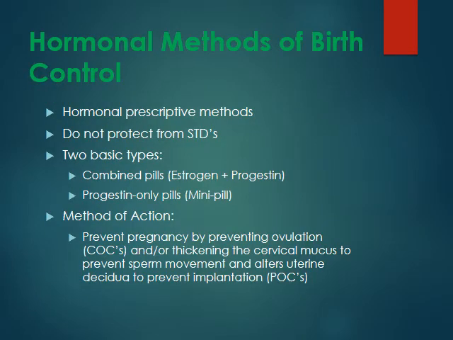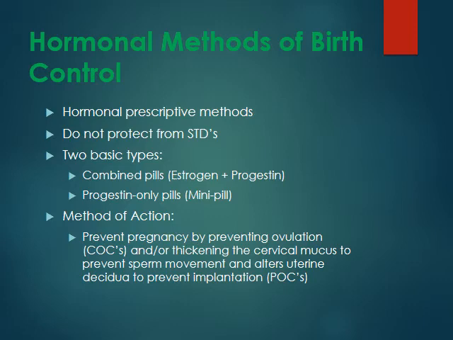Hormonal methods are prescriptive methods: birth control pills and progesterone-only pills, and there is also a hormonal method called the progesterone shot, Depo-Provera being the brand name. Hormonal methods do not protect from sexually transmitted diseases because there's no barrier there. So someone who is saying, well, I can't get pregnant when I'm on the pill, that is correct, but you can still get STDs, and those can often be more harmful than a pregnancy.